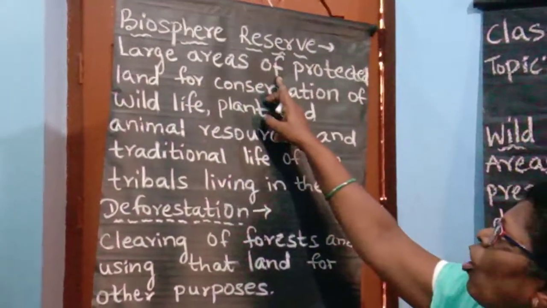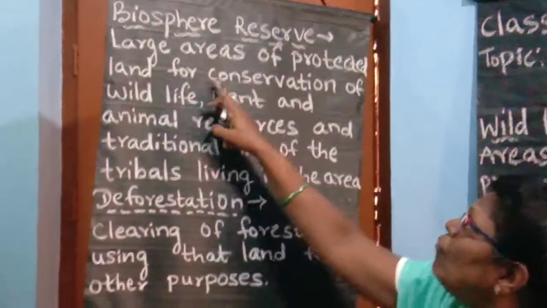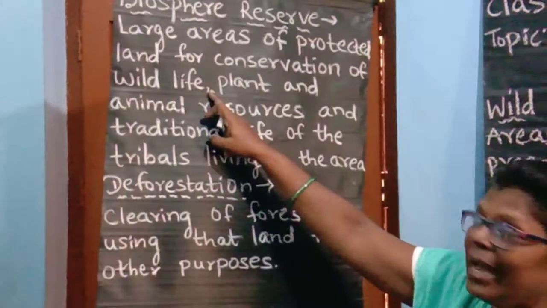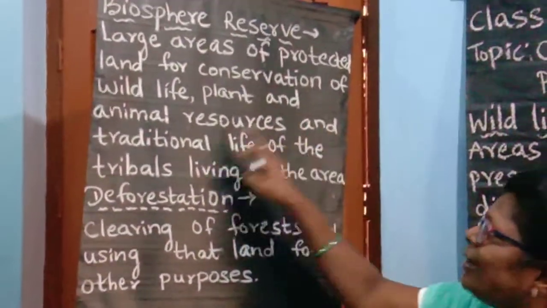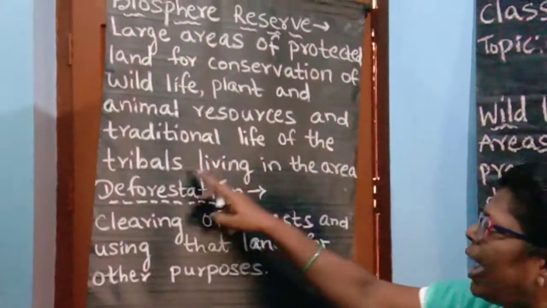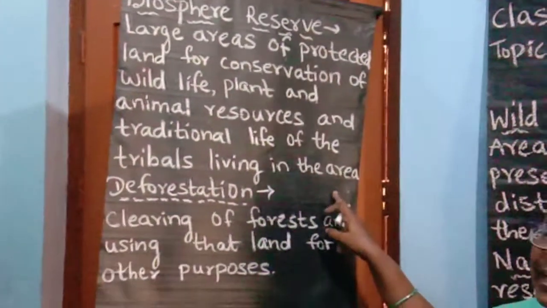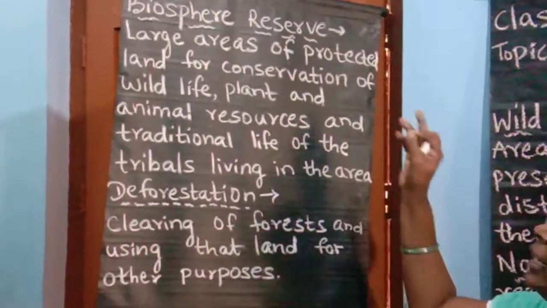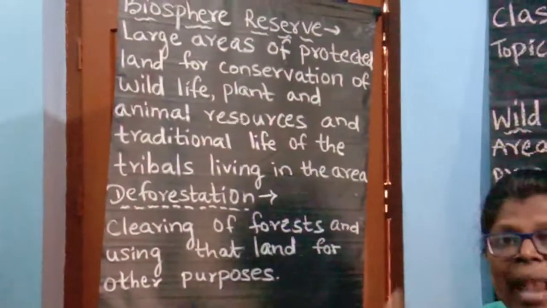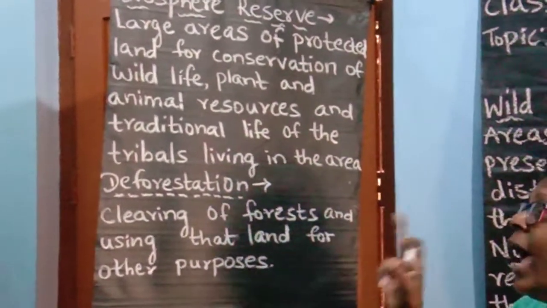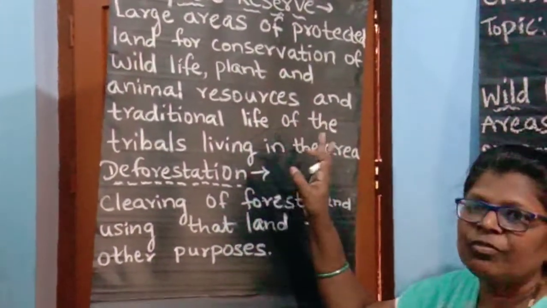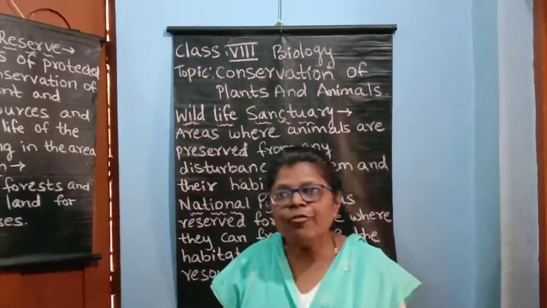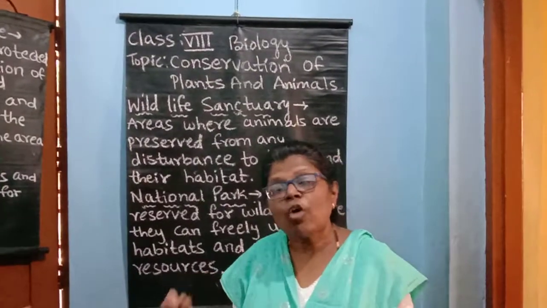Large areas of protected land for conservation of wildlife, plant and animal resources and traditional life of the tribals living in the area. So children, that means in the Biosphere Reserve, plants, animals and even human beings are found. Now let us discuss deforestation and its causes.